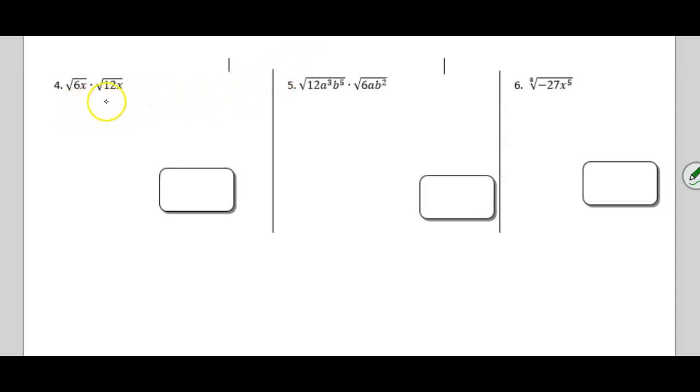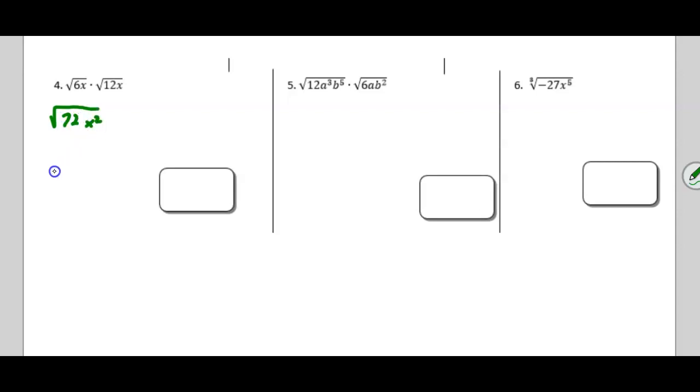Now for this one, we've got two radicals we need to multiply. There's a couple different ways you can do that. I think we should go ahead and multiply 6 and 12. 6 times 12 is 72. And x times x is x squared.